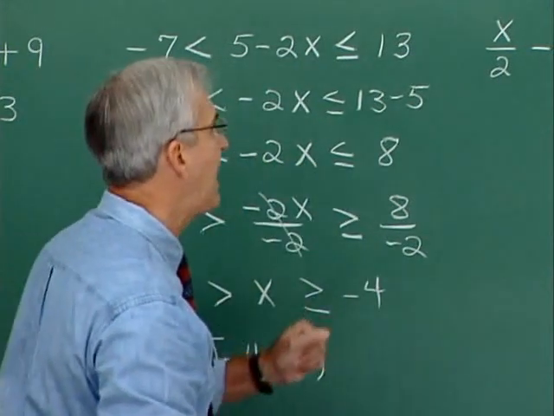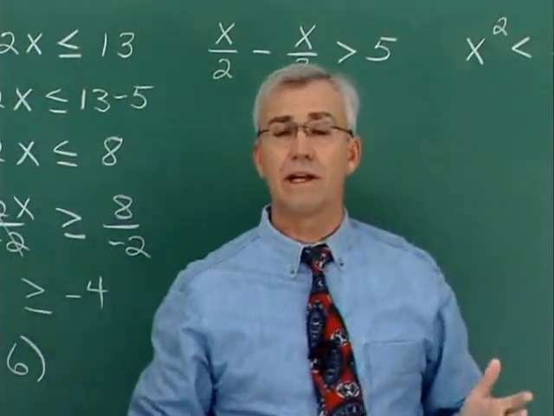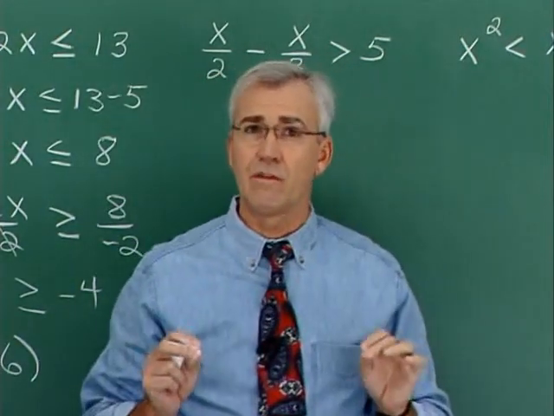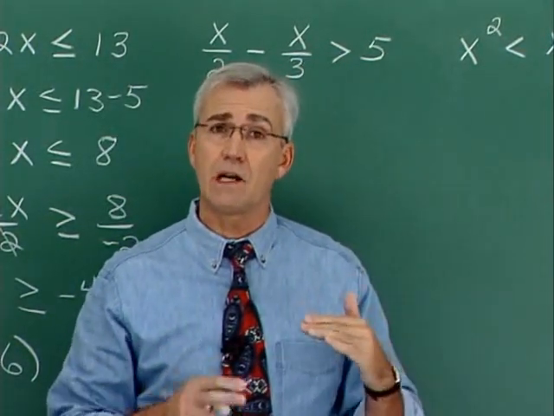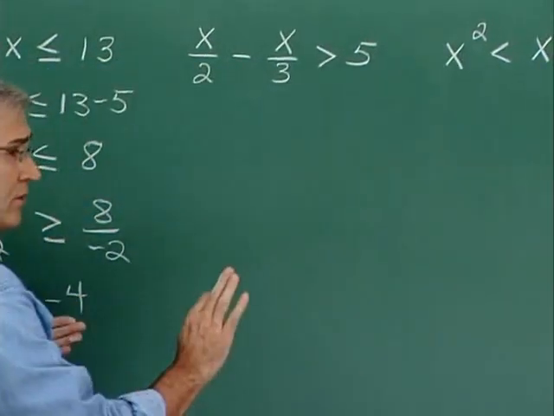Here's one involving fractions. Now recall that when fractions are involved in either equations or inequalities, you want to clear the fractions as the first order of business. And to do that, you identify a common denominator and multiply through by it. The common denominator here is 6, so we'll multiply through by 6.